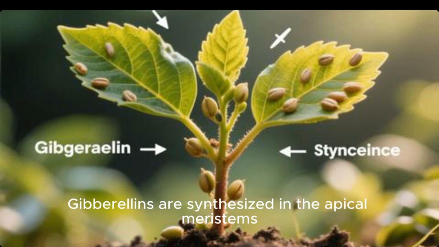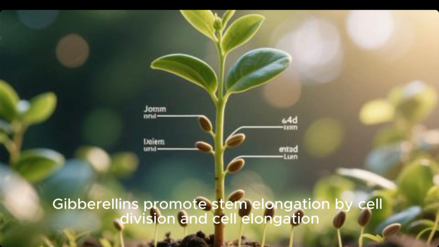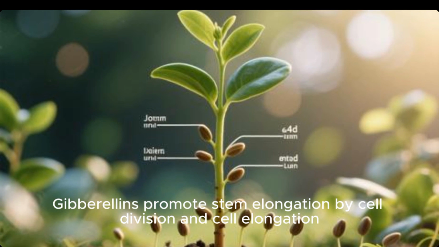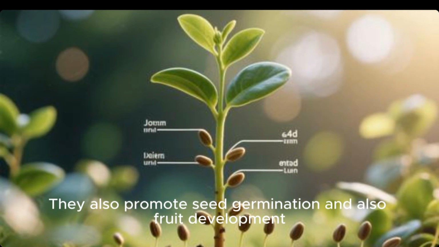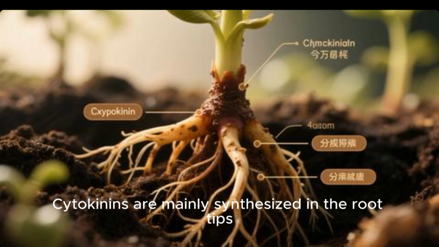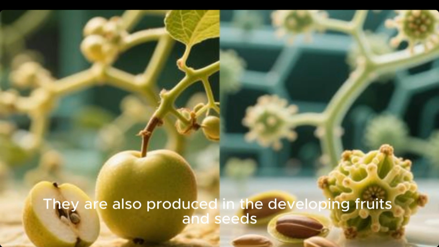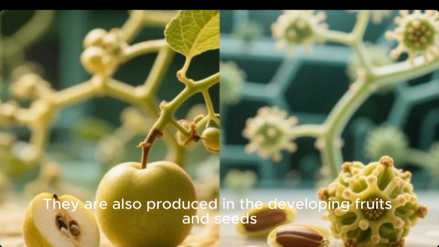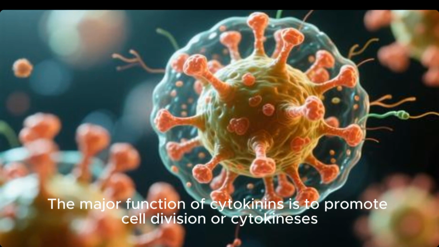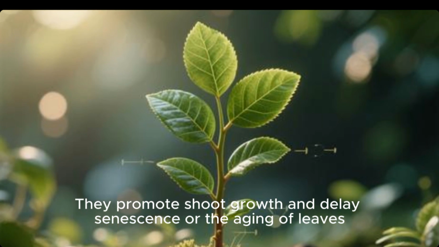Gibberellins are synthesized in the apical meristems, young leaves, and developing seeds. Gibberellins promote stem elongation by cell division and cell elongation. They also promote seed germination and fruit development. Third, cytokinins. Cytokinins are mainly synthesized in the root tips. They are also produced in the developing fruits and seeds. The major function of cytokinins is to promote cell division or cytokinesis. They promote shoot growth and delay senescence, or the aging of leaves.